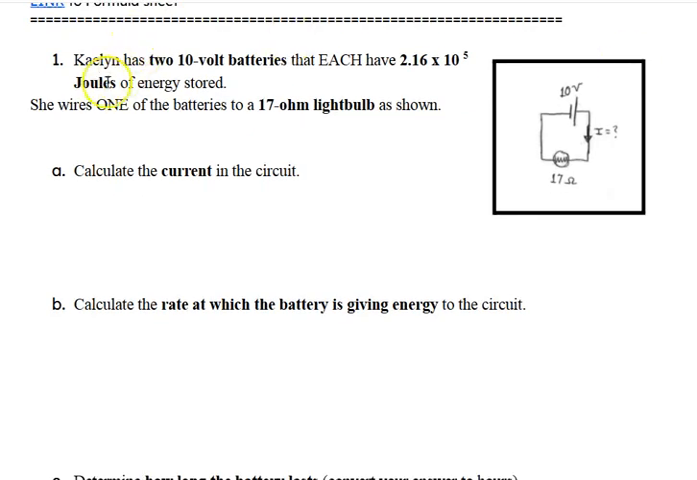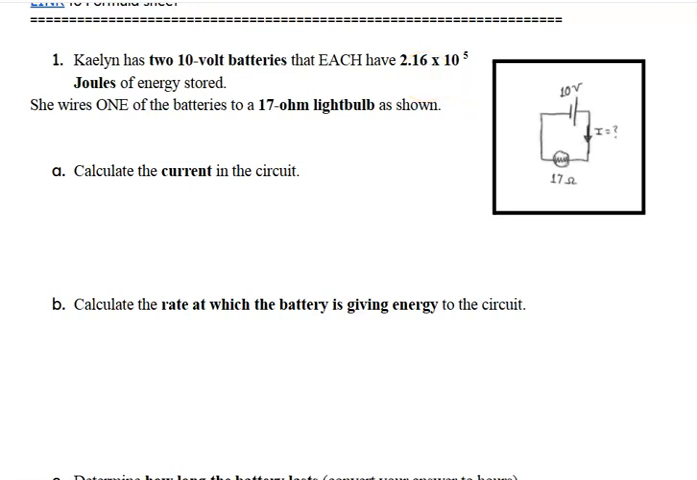Okay. So Kaylin has two 10-volt batteries that each have a certain amount of joules of energy. So on this worksheet, I decided to give you the physics and chemistry unit of energy, joules, instead of the real world amp hours. Okay, so she wires one of the batteries to a 17 ohm light bulb, calculate the current.